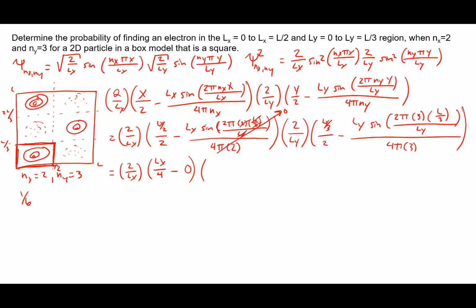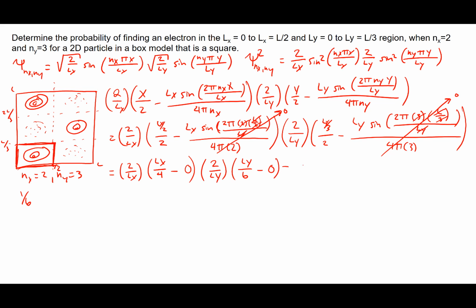And so next, we have 2 over Ly times Ly over 3 over 2, so that ends up being equal to Ly over 6, minus. Again evaluating all of this, the Ly cancels, the 3 cancels, sine of 2 pi is equal to 0, so this whole thing comes out to being equal to 0, so minus 0.